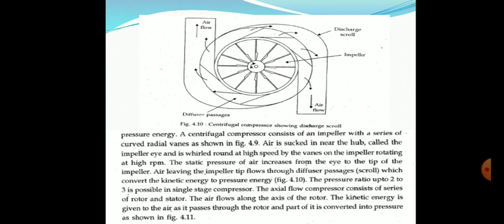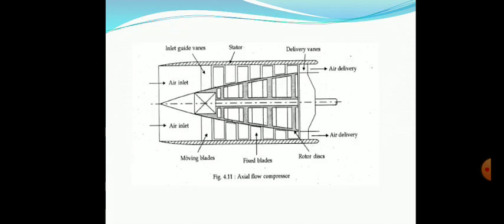The axial flow compressor consists of a series of rotors and stators. The air flows along the axis of the rotor. The kinetic energy is given to the air as it passes through the rotor, and part of it is converted into pressure as shown in the figure. So this is the axial flow compressor. Air is coming from the inlet from the left side, inlet guide vanes, stator fixed blades and moving blades are connected. Then the rotor disc is provided, and air is delivered to the outlet from the right side.